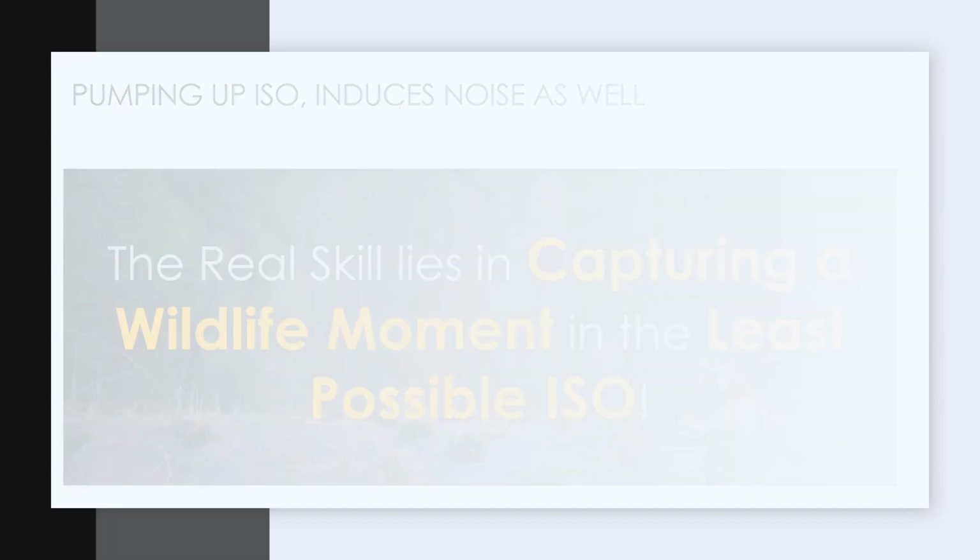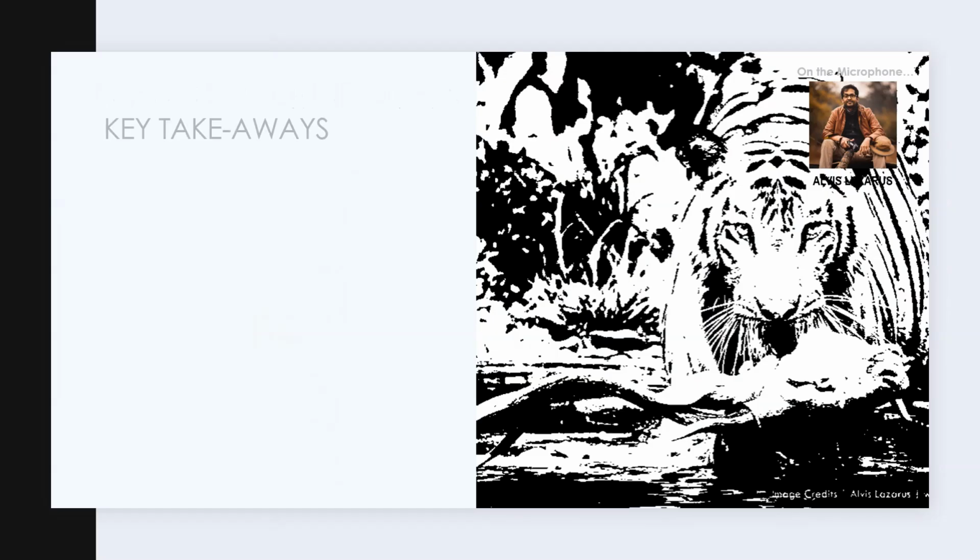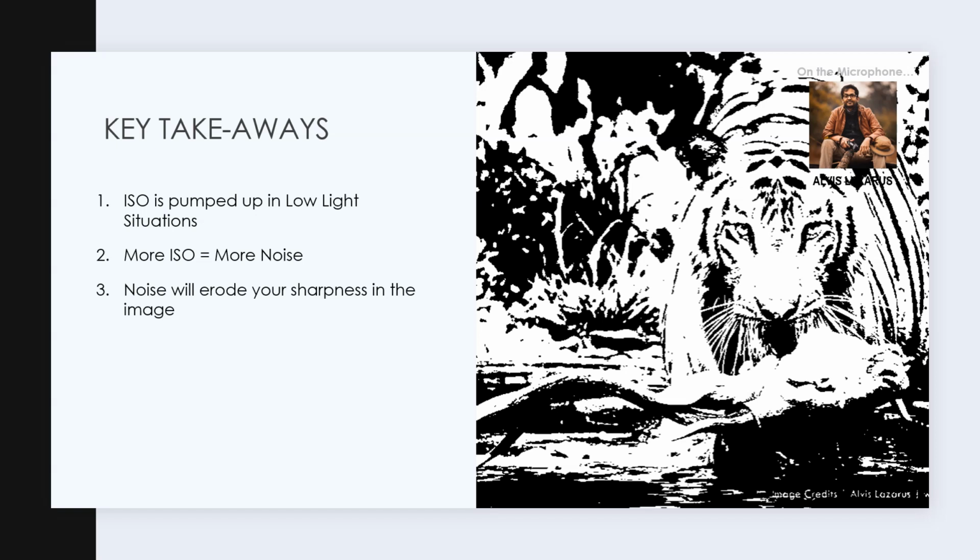So that's it in this video lesson. The key takeaways are: number 1, ISO is pumped up in low light situations. More ISO means more noise. Noise will erode your sharpness in the image. But the good news is the noise can be fixed in post-processing to an extent. So when I start the post-processing videos, I will explain how noise can be corrected in your post-processing workflow.